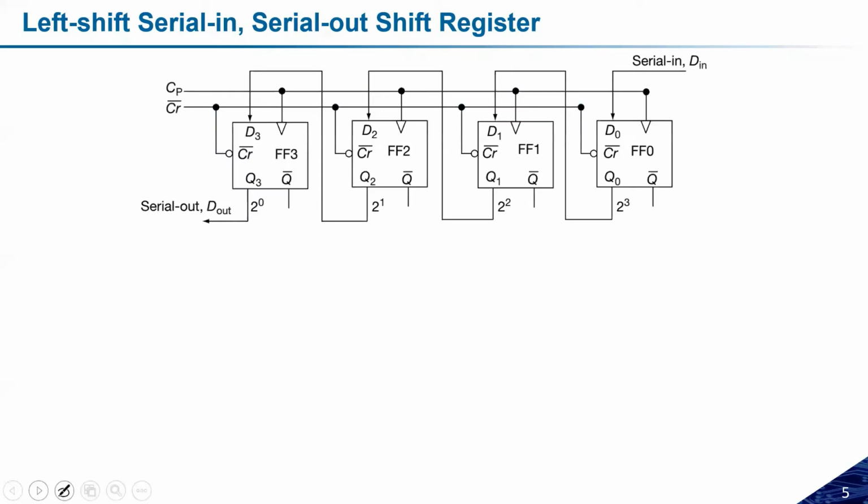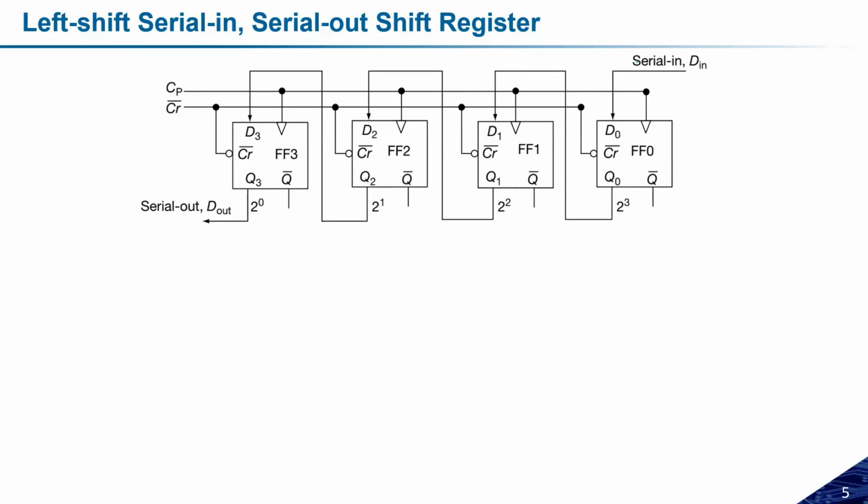Serial input, serial output means there will be only one input and only one output, and the shifting will be in the left direction. Okay, left direction means what? The LSB will move towards the MSB, and the MSB will be taken out. So this is what the left shift is. This is the meaning of left shift. Okay, so see here, this is a circuit of the serial input, serial output register.